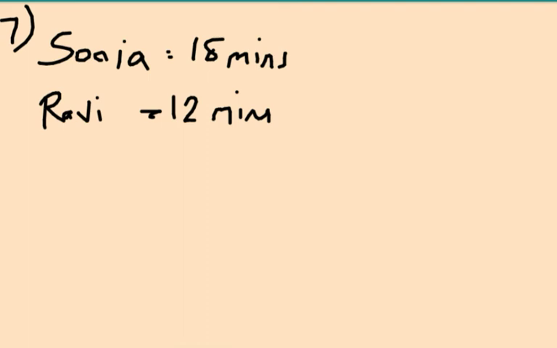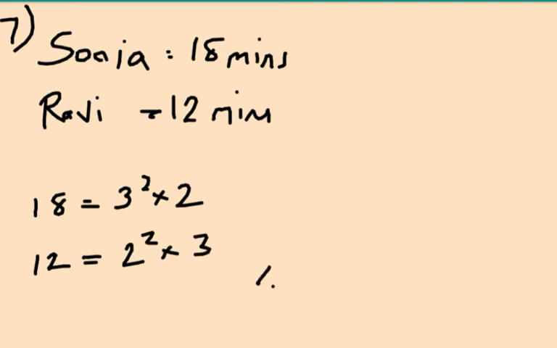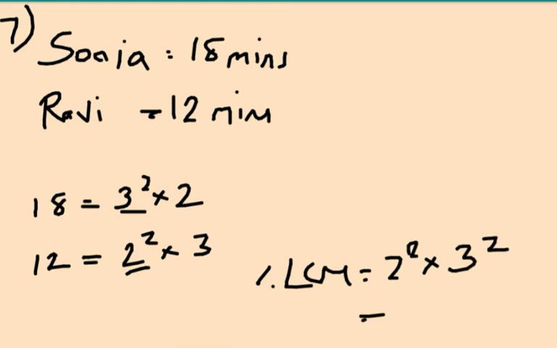That's easy logic. So factorize 18, we get 3 square into 2, because 3 square is 9, 9 2s are 18, and we factorize 12, we get 2 square into 3. So the LCM comes to the highest power of 2, so we write 2 square, into the highest power of 3, which is 2, so we write 3 square. So 9 into 4 is 36. So they will meet after 36 minutes of starting their round. So this was it for the whole exercise.